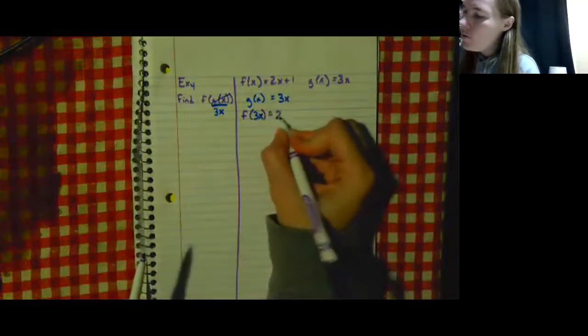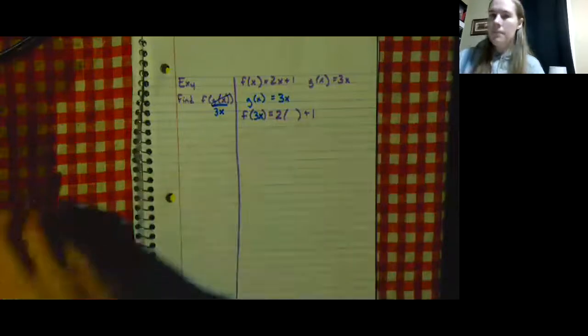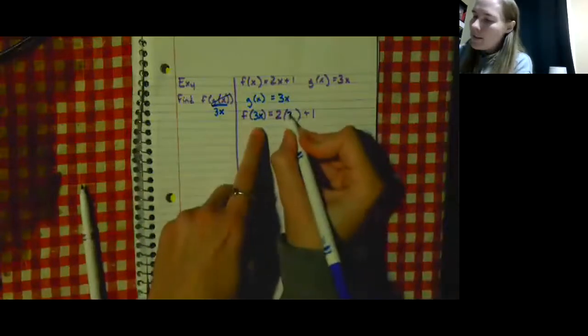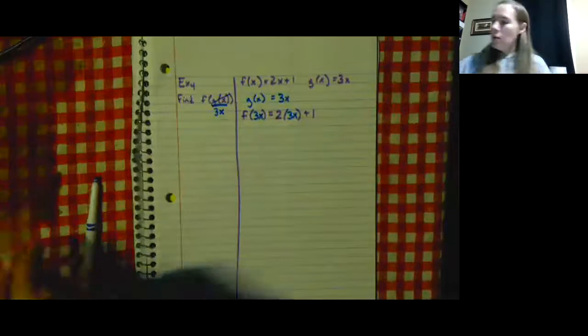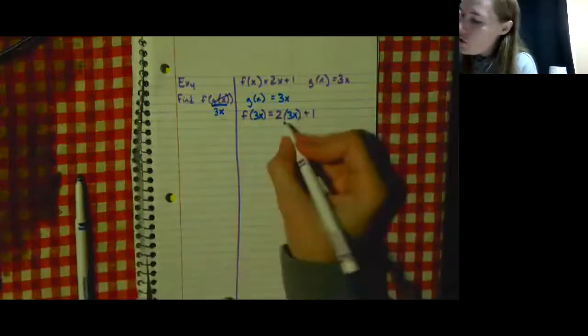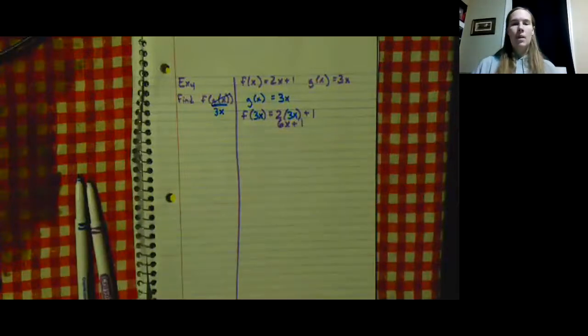So now I want to plug in. So I have 2 times whatever my x is going to be plus 1. My x is 3x. Now all I do is simplify. So this is multiplication. So it'd be 6x plus 1. I have no more like terms. I'm done. So that last problem is a little tricky.